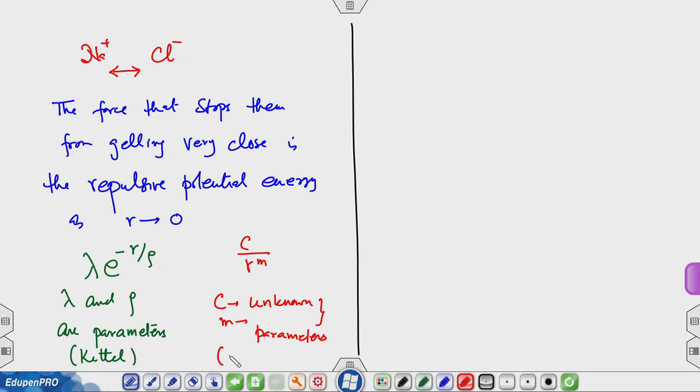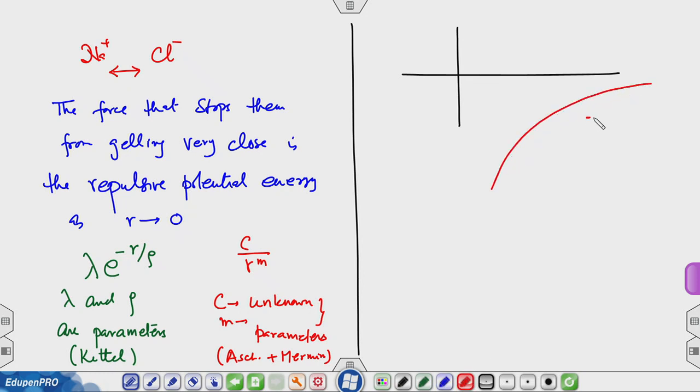This is from Ashcroft and Mermin. In any case, so there is a repulsive potential. Now, if you look at these potentials, the minus 1 over r part is long range and goes like this, right, minus 1 over r. And then you have the repulsive part here.